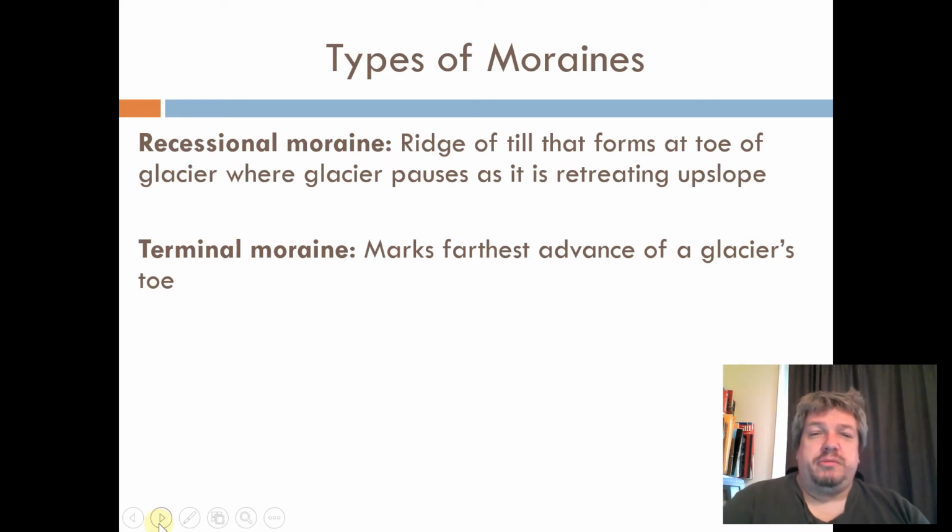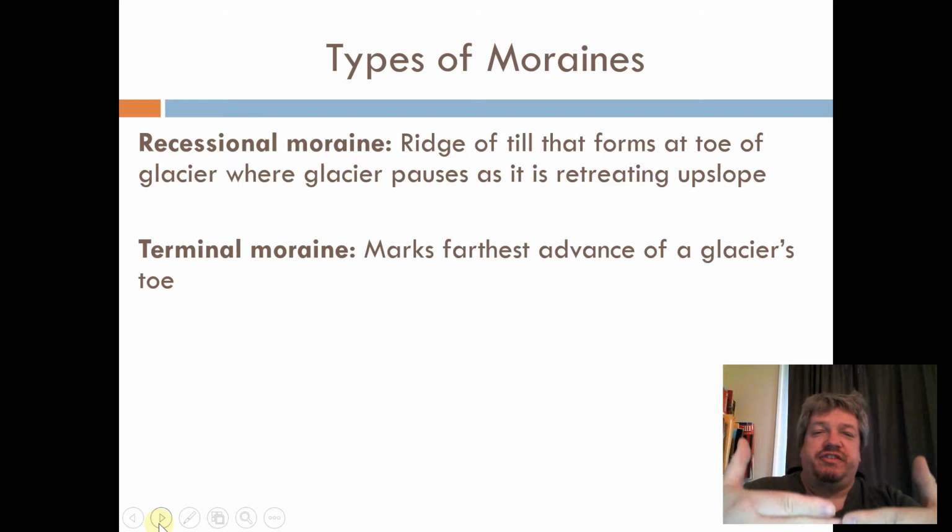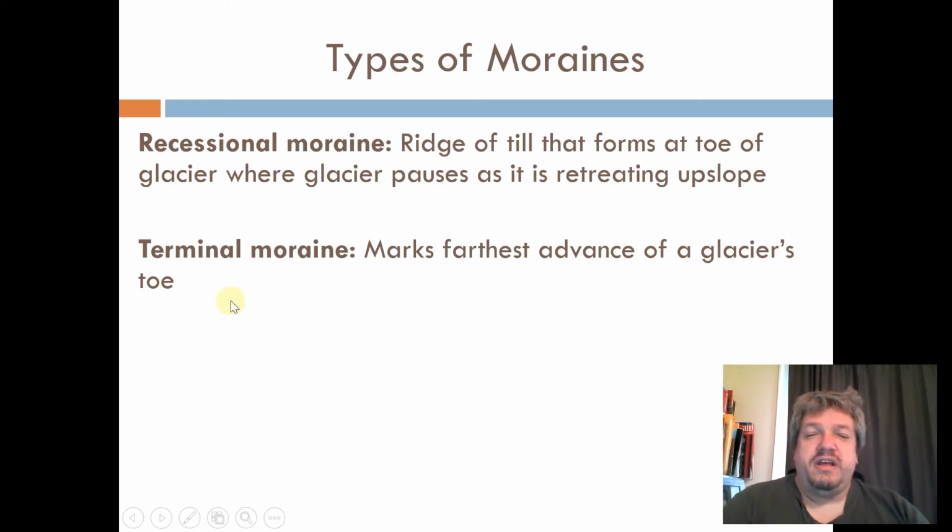So the recessional moraine is, as a glacier moves out, as it begins to retreat, it forms a little bit of a recessional moraine. These are basically markers of where it was as it retreats. So it goes forward, then it kind of goes retreat, retreat, retreat, retreat. It'll leave a series of recessional moraines. The terminal moraine is the recessional moraine that is furthest away. It basically marks the farthest the glacier ever got, so the end of the glacier.